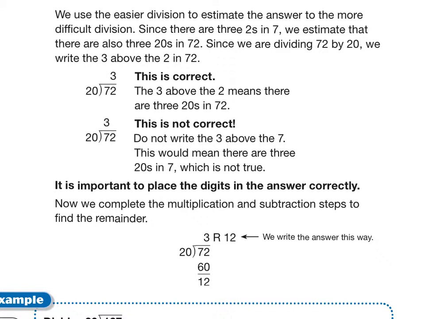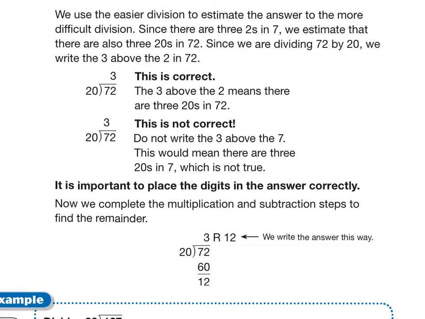Like I said in that last slide, we were going 20 into 72, and we estimated that 2 can go into 7 3 times. Notice, though, that they say it is correct to put the 3 over the 72. Because we are doing 2 digits here, we need to think 2 digits here. 20 can go into 72 3 times. The reason you don't want to put it over the 7 is that they say this is not correct. 20 cannot go into 7 3 times. 20 can go into 72 3 times. We're not dividing into 7, we're dividing into 72.